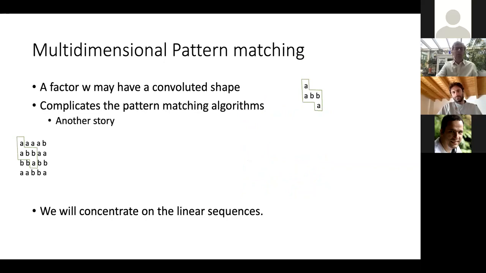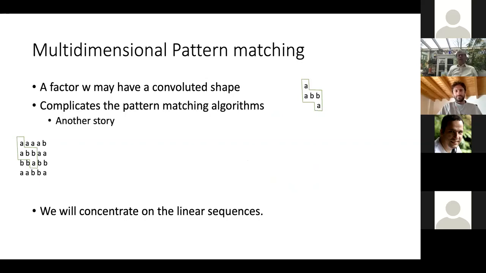In multidimensional pattern matching, you have to be careful. It looks as simple as one-dimensional pattern matching, but it's not as simple, because your factor W may have a convoluted shape. And this complicates the pattern matching algorithm. This is another story. And we will now concentrate, with some rare exceptions, on the linear sequences, the text.